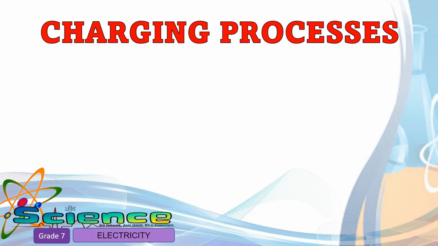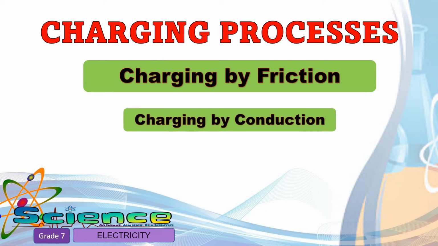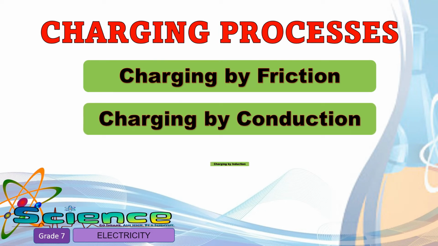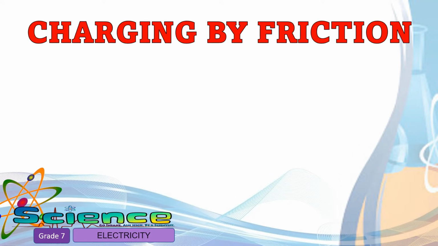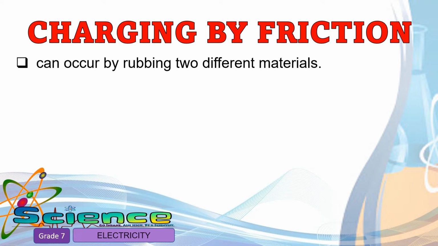Objects can be charged by three processes. These are charging by friction, charging by conduction, and charging by induction. Let us first discuss charging by friction. Charging by friction can occur by rubbing two different materials.